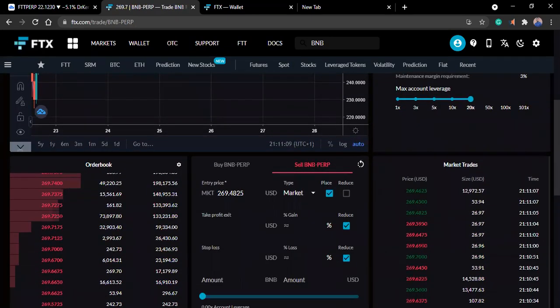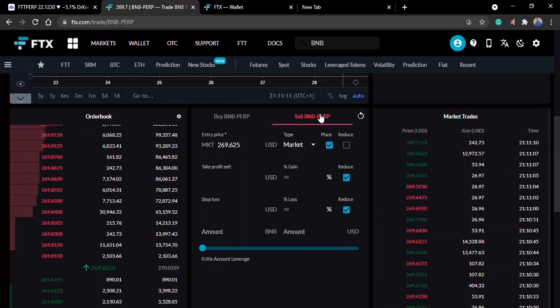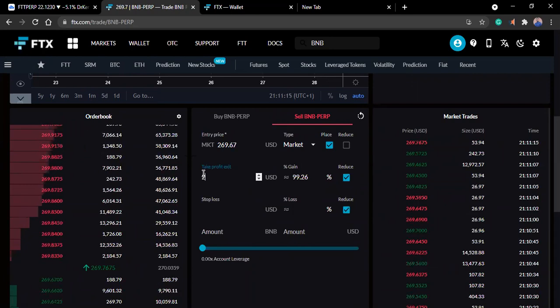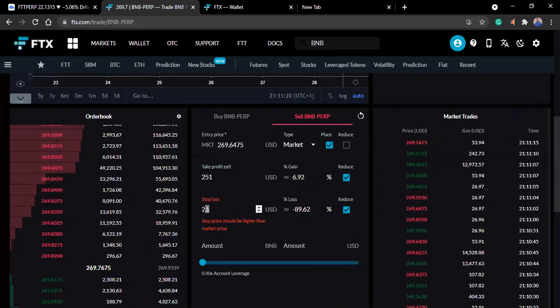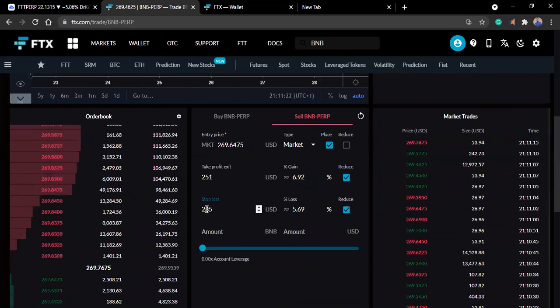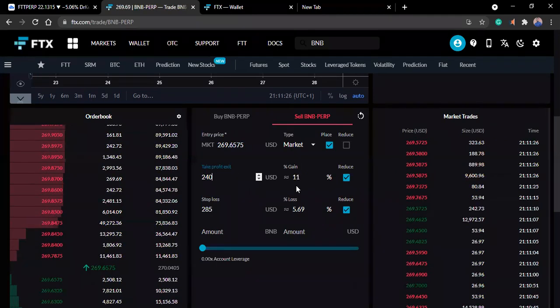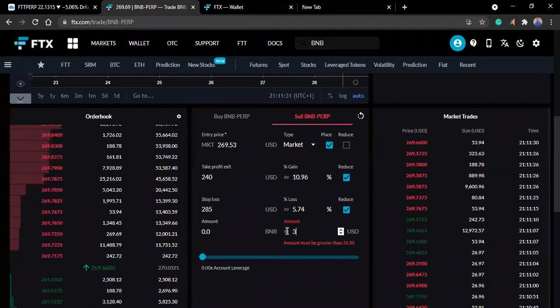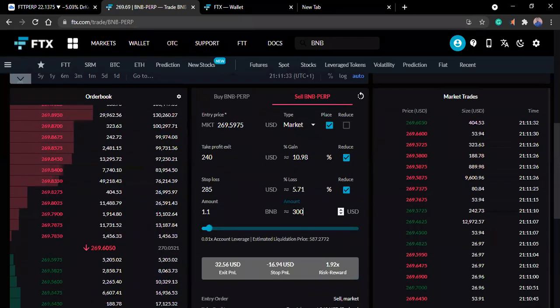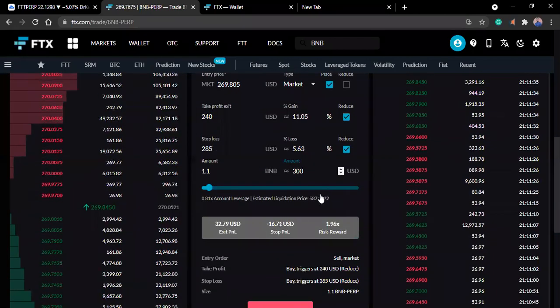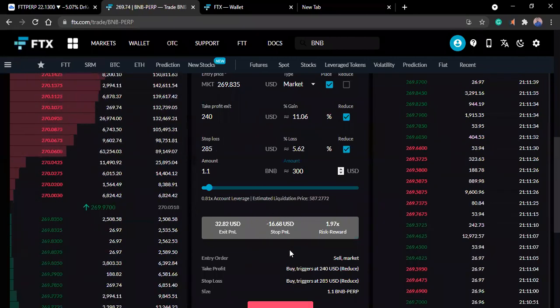Now, let me enter. Okay, so I'm selling. I come to sell, market, take profit: 251. Stop loss 285. I can make this 240 so that I will have a better risk to reward. Then if I risk $300 on this trade, I already know how much I will lose if I'm wrong, and this money that I'm going to lose will be deducted from my collateral.